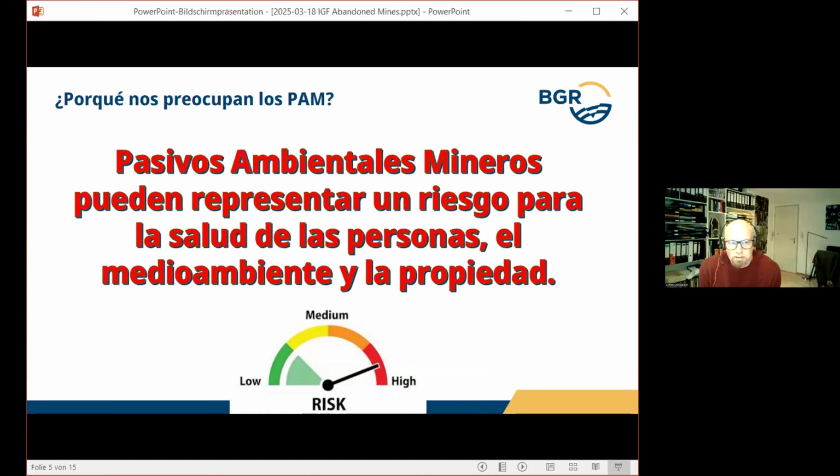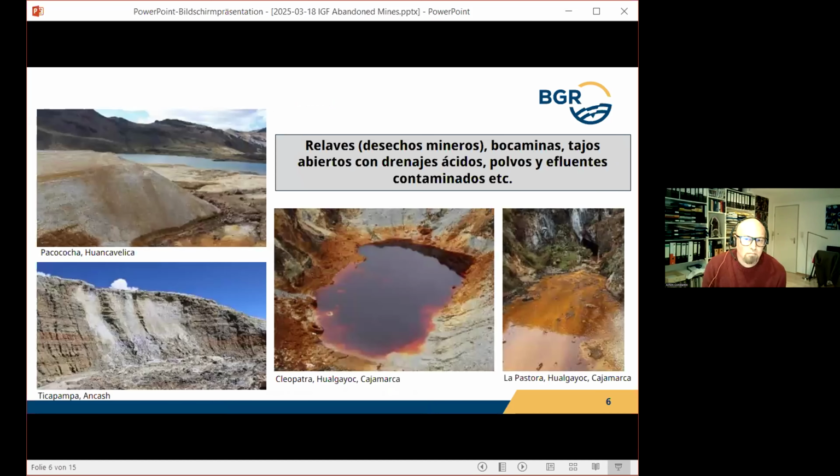Why are we worried about liabilities? It is a concept that is completely applicable in the Andean region, considering the current legislation. We see different abandoned mining components that pose a risk for the environment, human health, or the property.